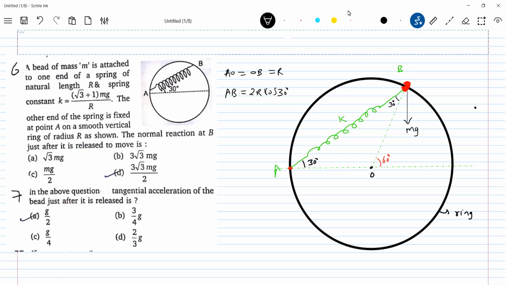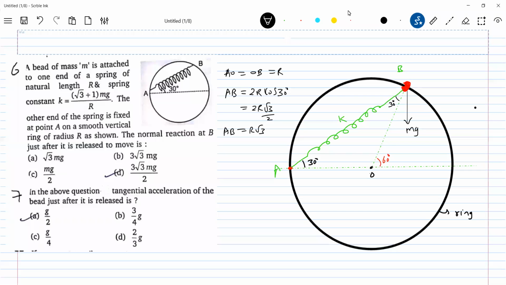with elongation. So what was the natural length? Natural length was R. So 2R cos 30, how much will it be? Root 3 by 2, so R root 3 is now the length of the spring. So how much is the elongation? Natural length of the spring is equal to R. So what is the elongation in the spring? It should be less than this value.